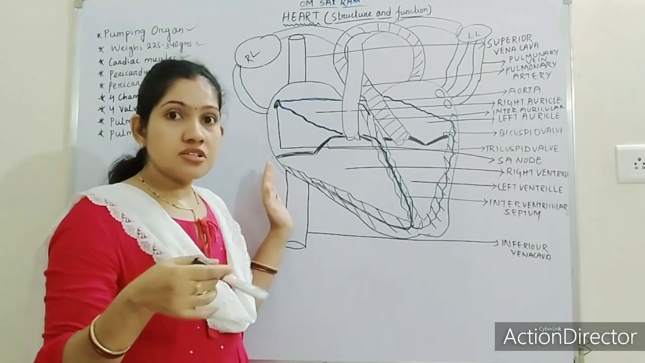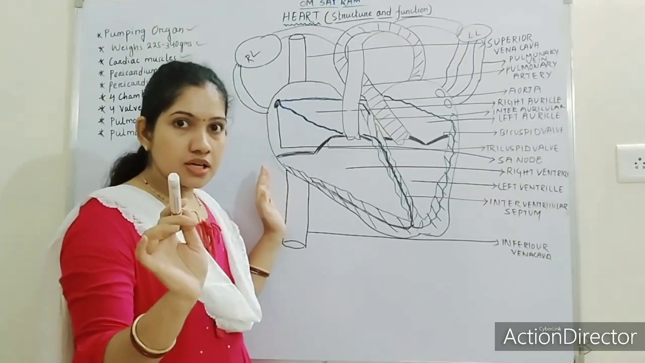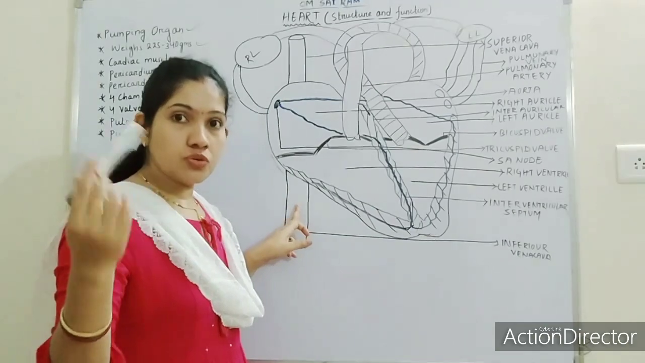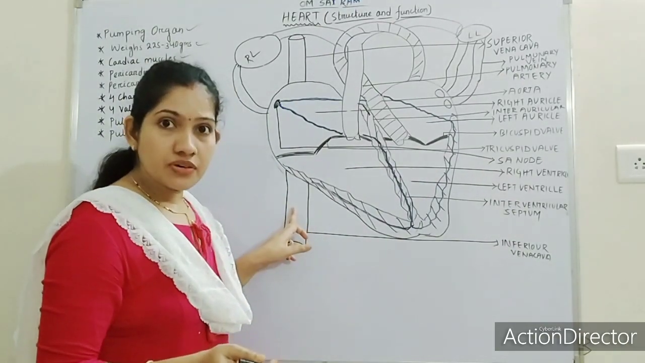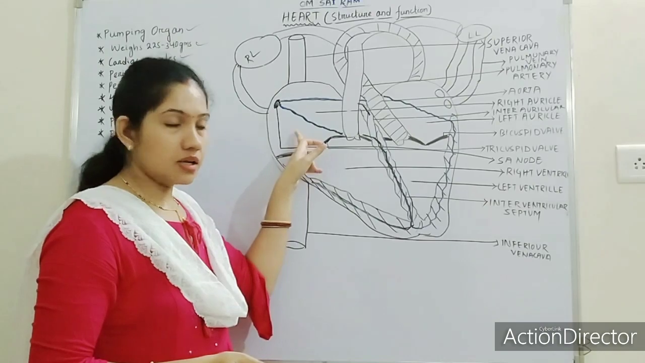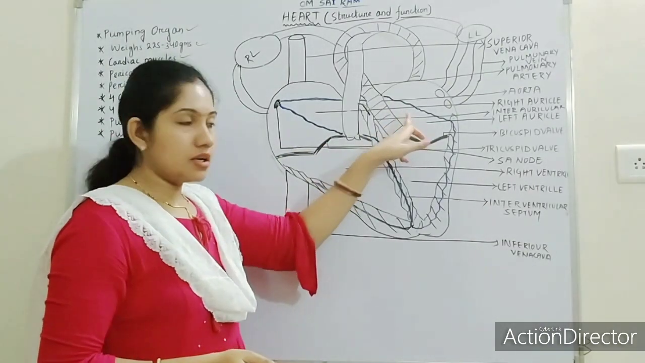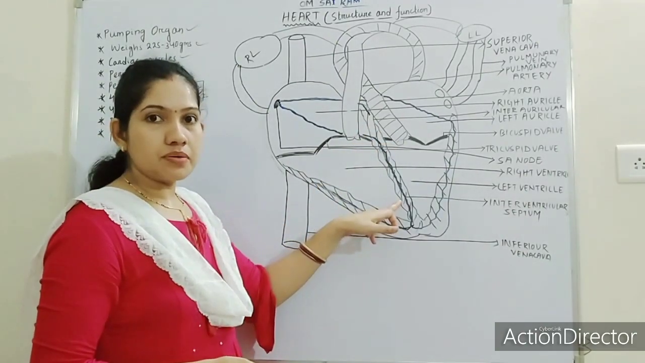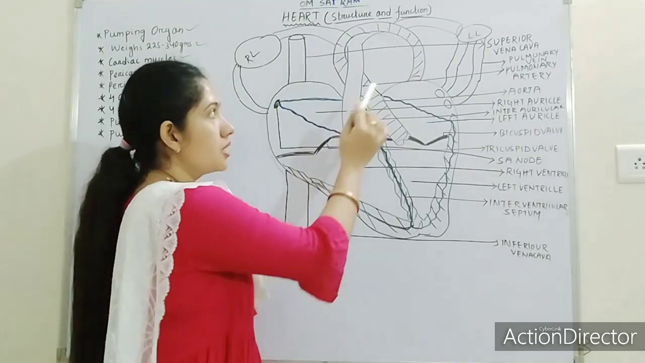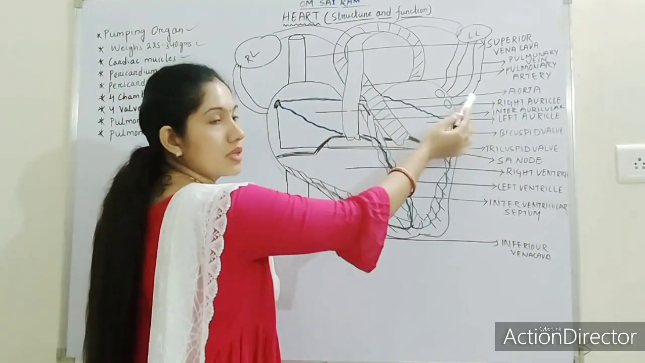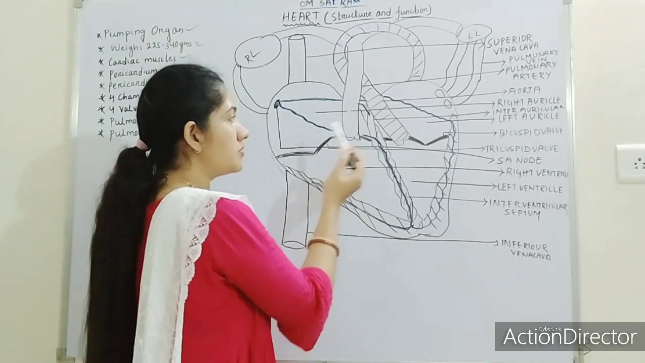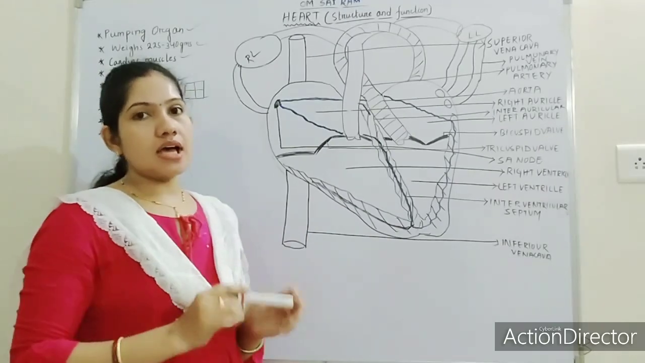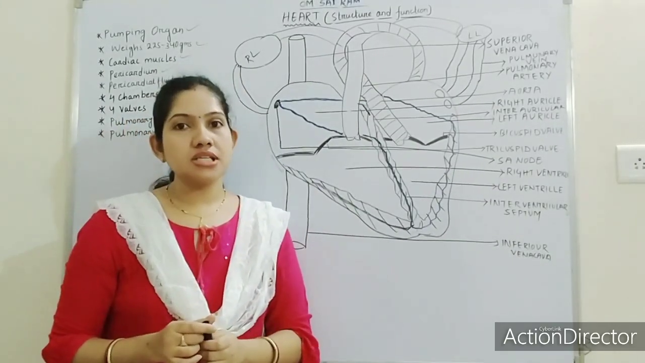Again, I am just repeating the structure. Listen carefully. What is this? This is the superior vena cava. Just repeat when I am asking. This is the inferior vena cava. Right auricle, right ventricle. Left auricle, left ventricle. Interauricular septum, interventricular septum. Pulmonary artery, pulmonary vein. Aorta, tricuspid valve, bicuspid valve, SA node. Got it? So these are some of the structures present inside the heart.